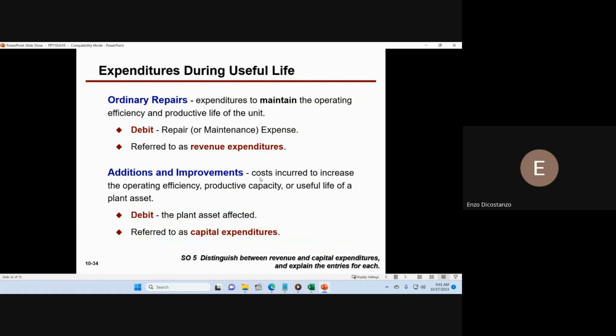Expenditures during useful life. Maintaining operating efficiency and productive life of the unit. A repair and maintenance expense is debited, and these are referred to as revenue expenditures. That's ordinary repairs. Additions and improvements are capital expenditures: the cost incurred to increase operating efficiency and productive capacity.